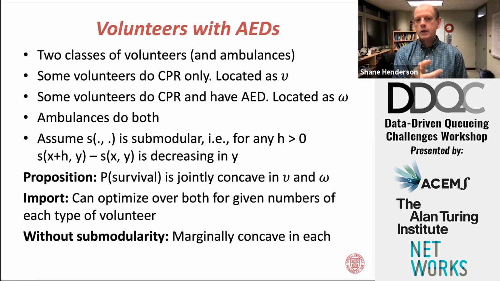If we don't have the submodularity, then all we can assert is that this probability of survival is marginally concave in the 300 dimensional vector nu, and marginally concave in the 300 dimensional vector omega. So optimization is harder, but there's still some hope.